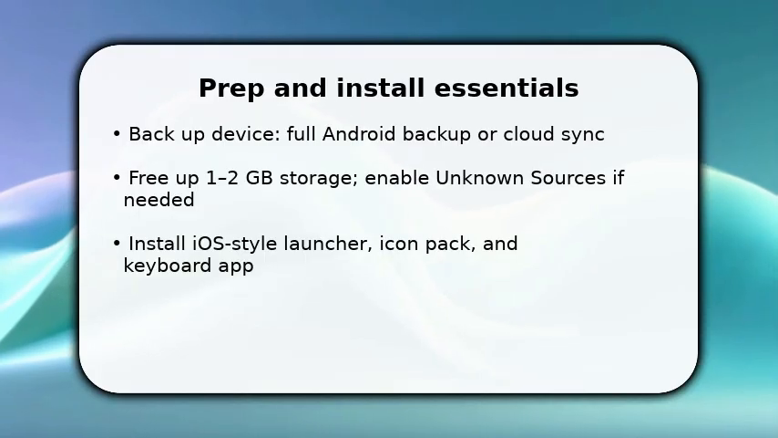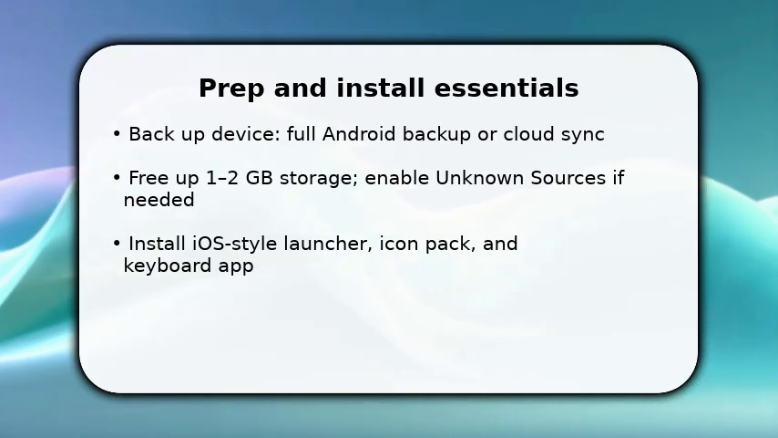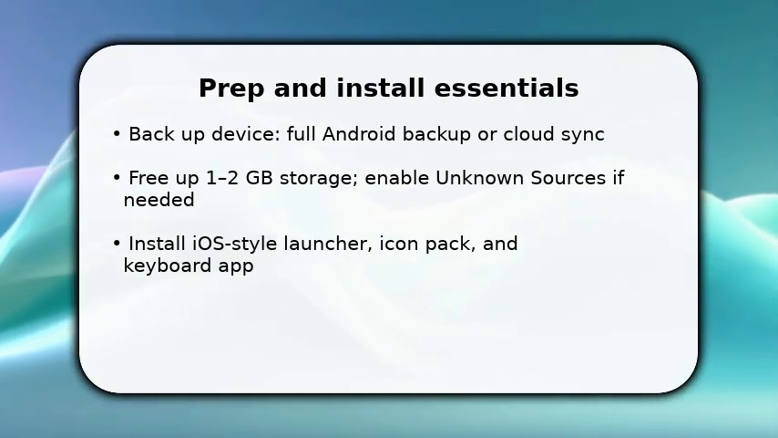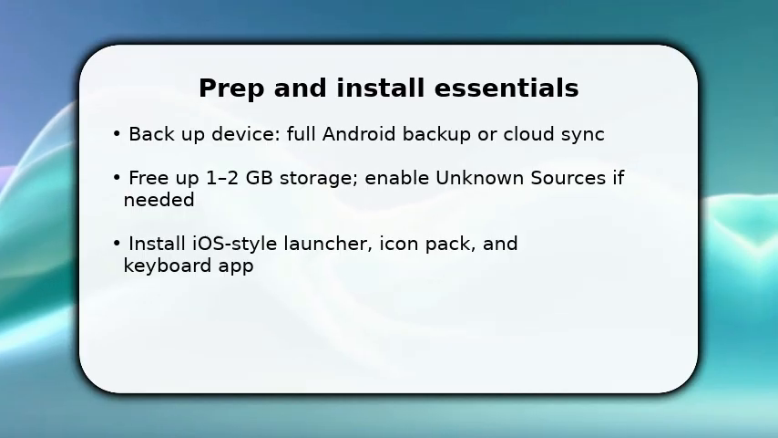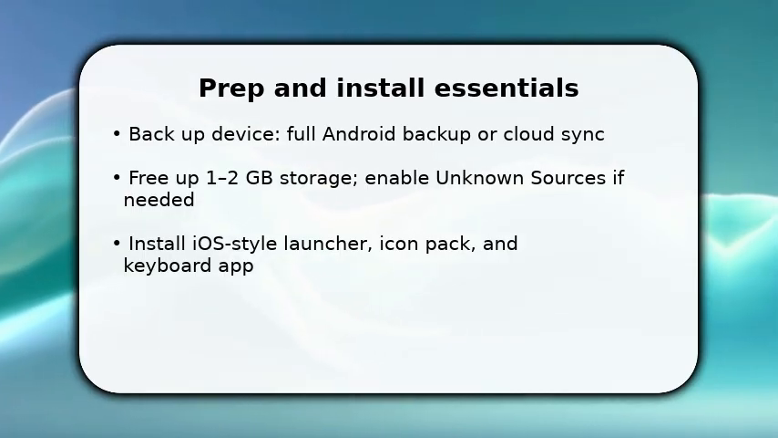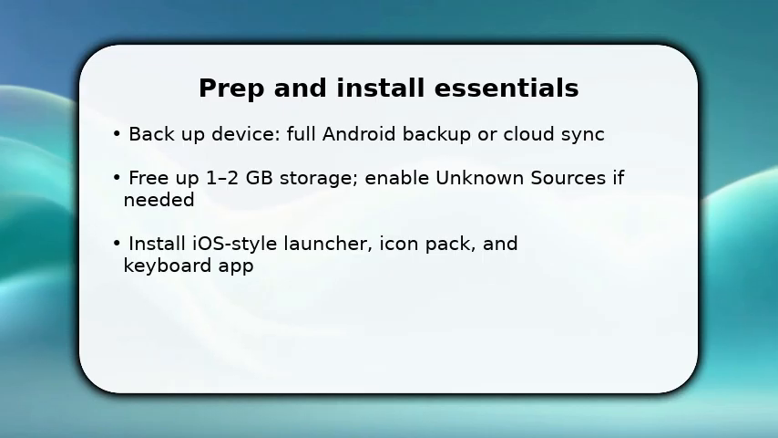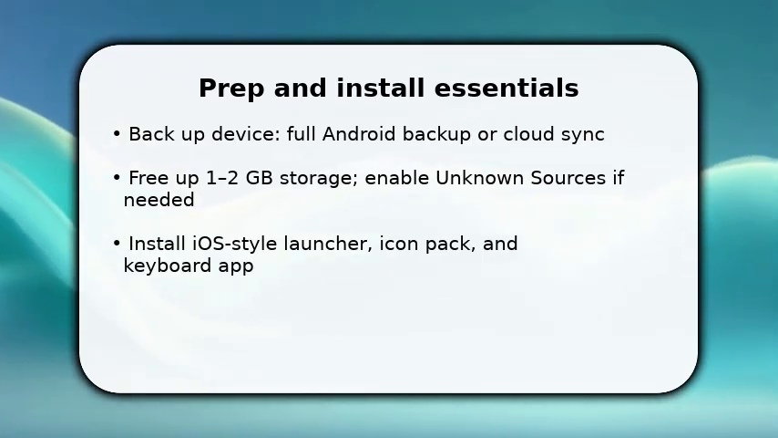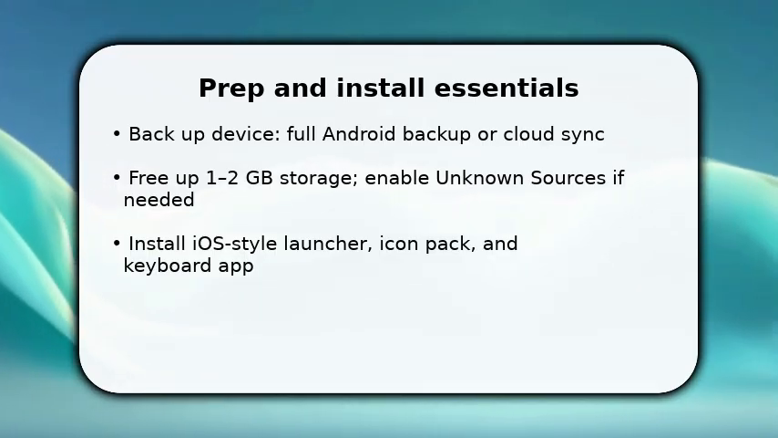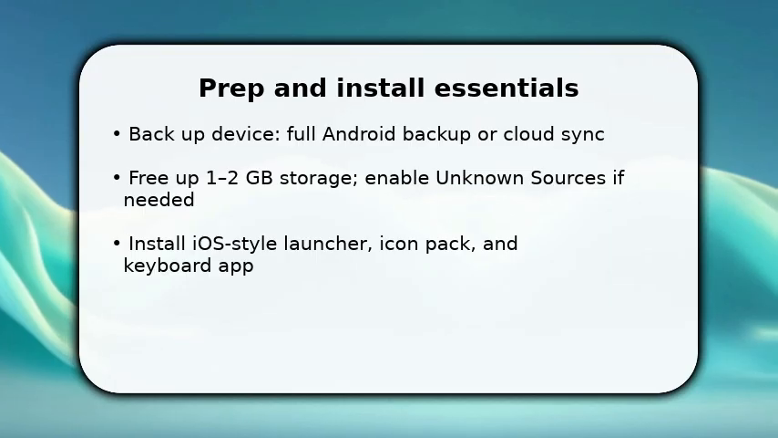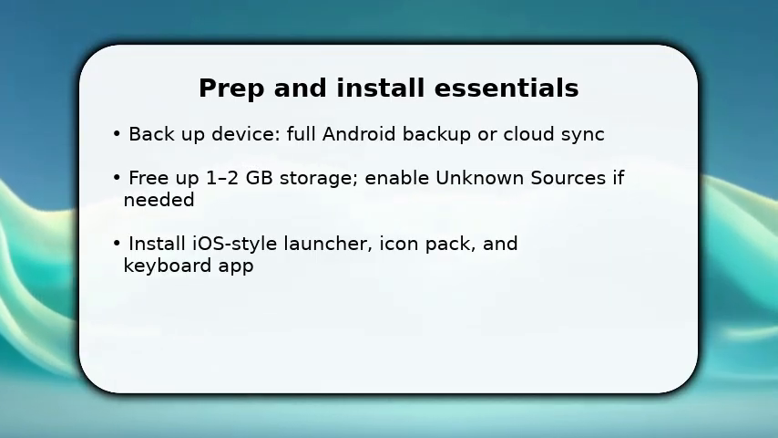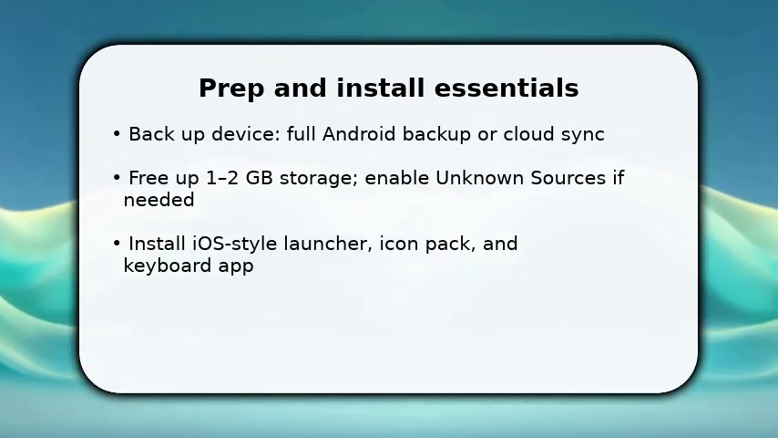You start by preparing the phone so changes are reversible and smooth. Back up your apps and settings now and clear 1 to 2 gigabytes of space so installs don't fail. Once done, enable installing from unknown sources only if required by the Launcher app, then download an iOS-style launcher, an iPhone icon pack, and an iOS-like keyboard. I explain why. The launcher replaces home/launcher behavior, icons change the look, and the keyboard completes the visual match.